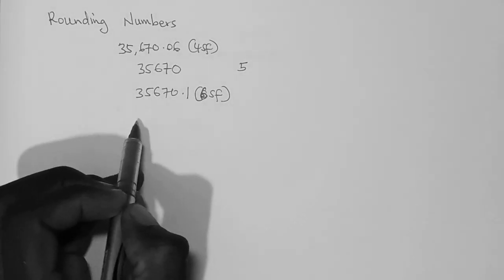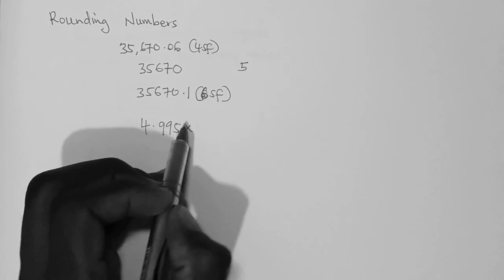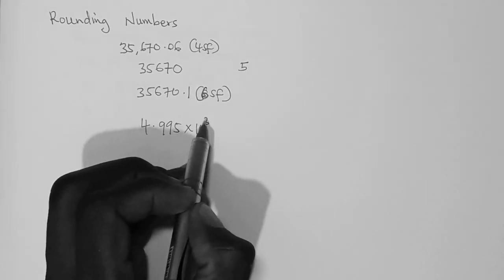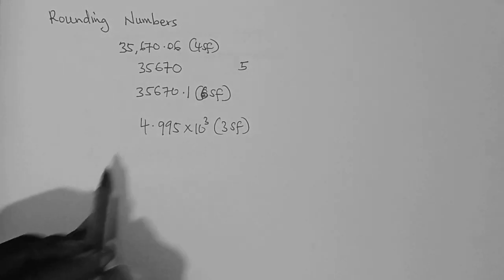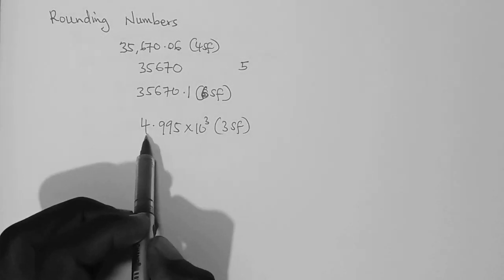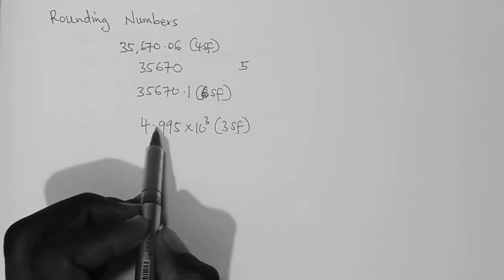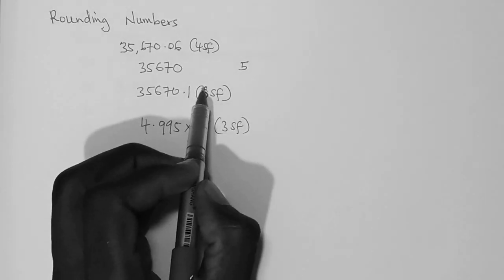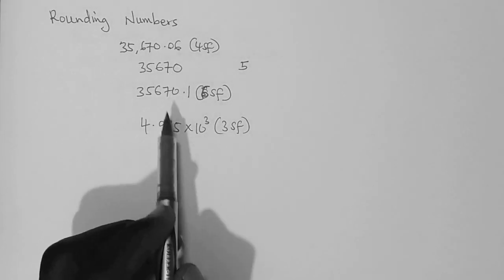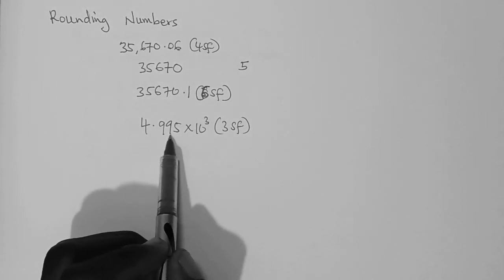Now, let's write the number 4.995 times 10 exponent 3 in 3 significant figures. So if it is 3 significant figures, here is going to be 1, 2, 3. So it's going to be 4.99, but we have a 5. What we spoke about was when the number is greater than 5 or less than 5. What if we have 5?